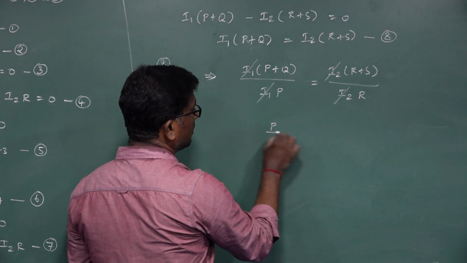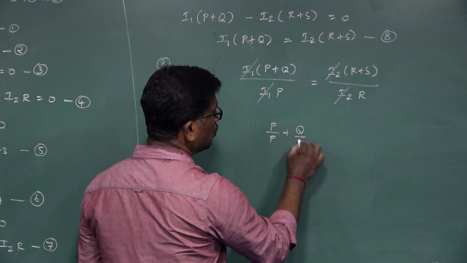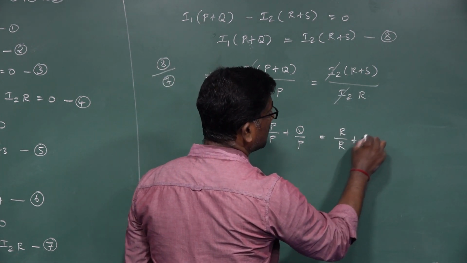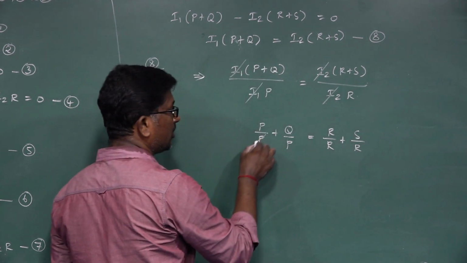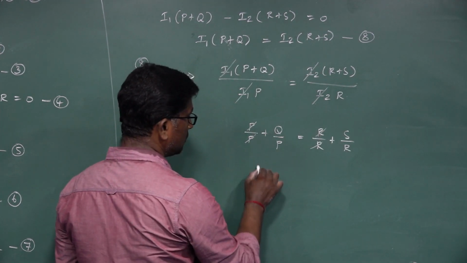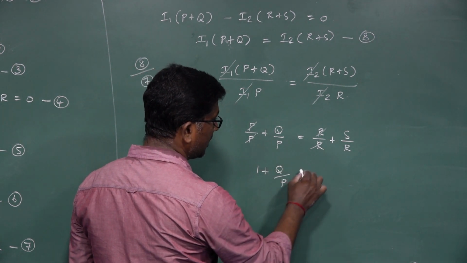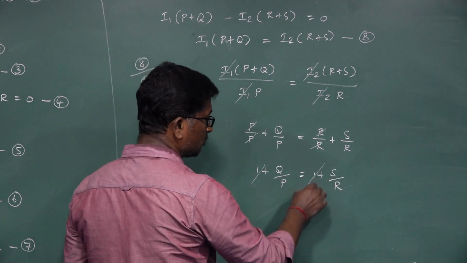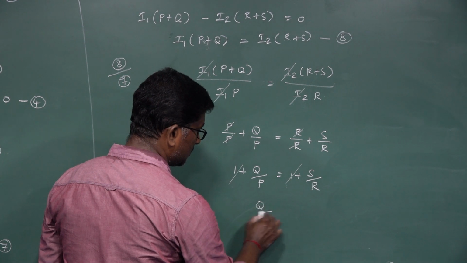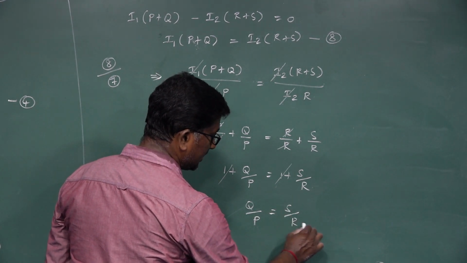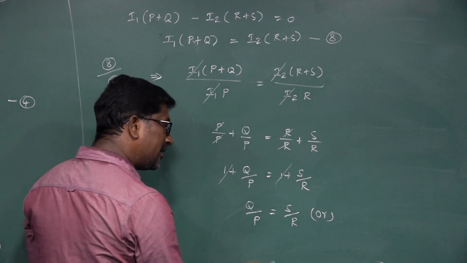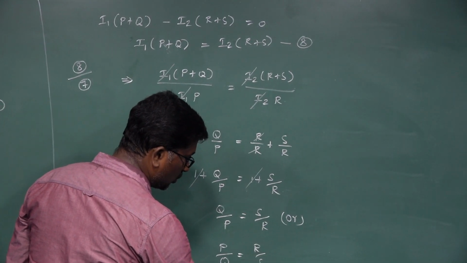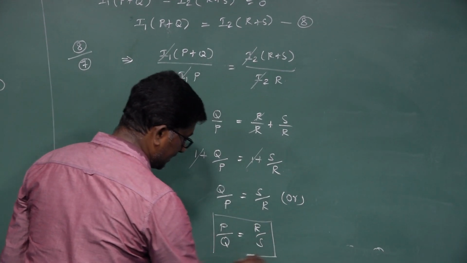P divided by P plus Q divided by P is equal to R divided by R plus S divided by R. P cancels, R cancels. So 1 plus Q divided by P is equal to 1 plus S divided by R. The 1 on both sides cancels. So Q divided by P is equal to S divided by R. Or taking the reciprocal on both sides, P divided by Q is equal to R divided by S.